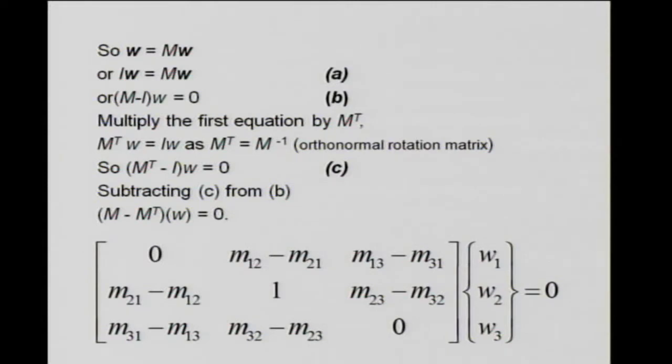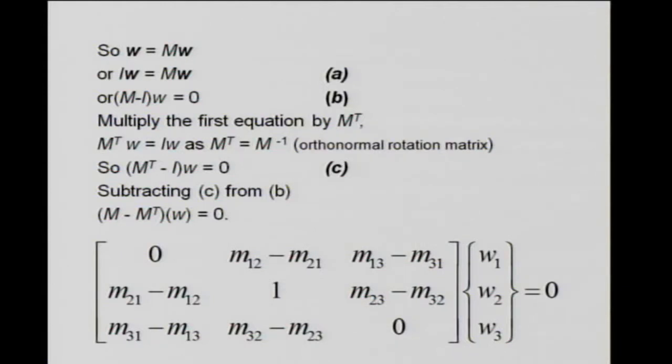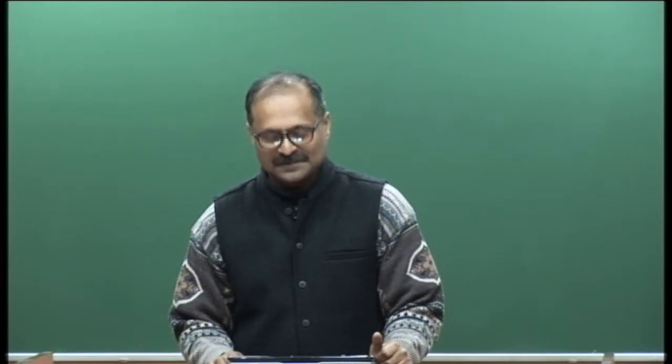Yes. How do you solve it? Eigenvalue problem. I'm solving for W1, W2, W3, the three elements of W, the directions. How do you solve this? Three equations, three unknowns. Do you always have a solution? No? When don't you have a solution? What is the determinant in this case? What is the value of the determinant? Zero.